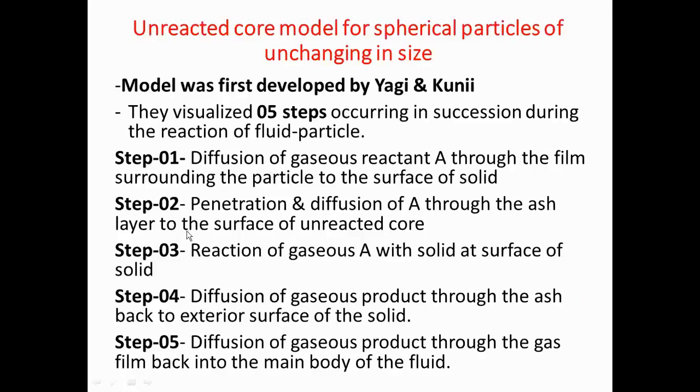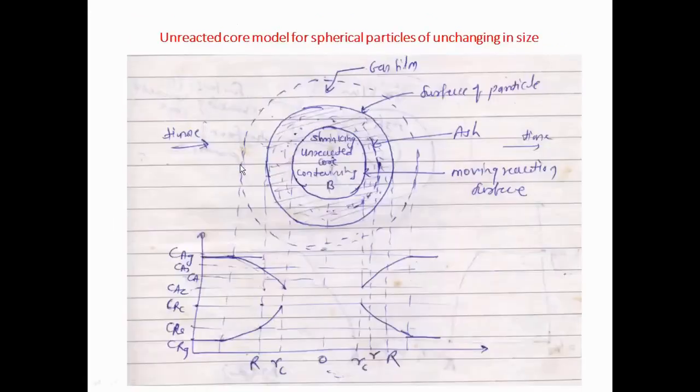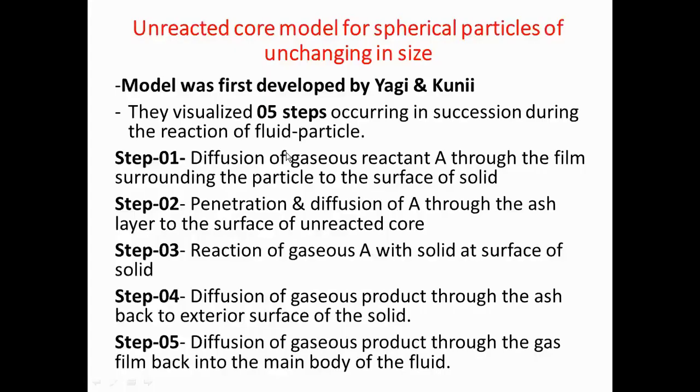Then the second step is the penetration and diffusion of A through the ash layer to the surface of the unreacted core. Second step means, first step is the diffusion of A through the gas film, and second step is the diffusion through the ash layer from the outer surface of the particle to the surface of the unreacted core. Next, third step: reaction of gaseous A with the solid at the surface of the solid.